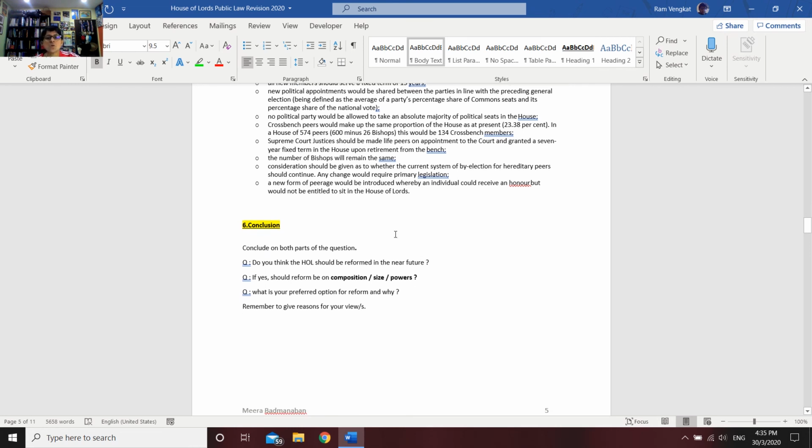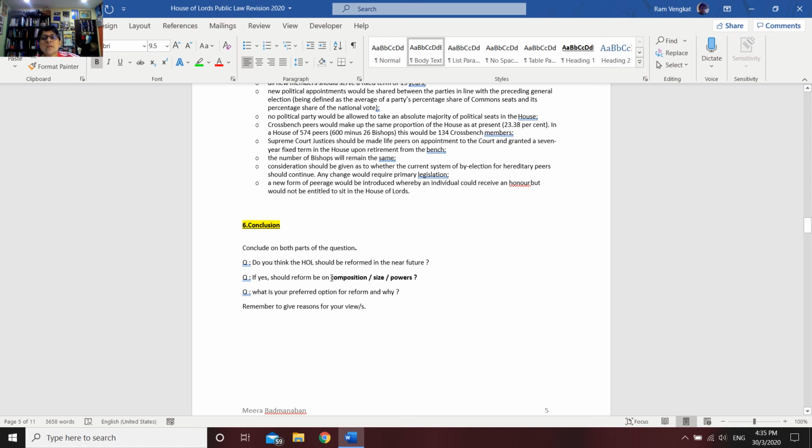Conclusion. So that brings us to the end of this question, and you can conclude on both parts. So do you think the House of Lords should be reformed? Well, actually before that, if you recall the first part of the question, just for you to be absolutely sure, what's my conclusion there? If the House of Lords did not exist, it would have to be invented. Do I agree? Yes. On the second part, should the House of Lords be reformed in the near future? It depends what you think.